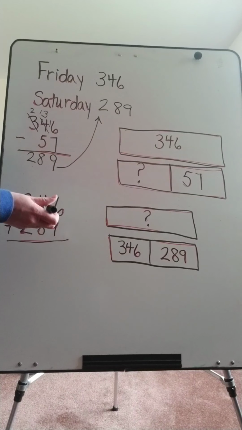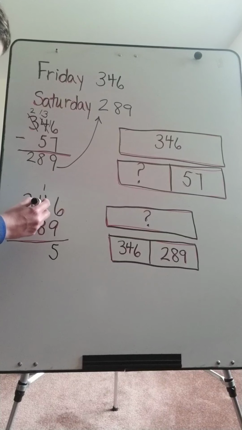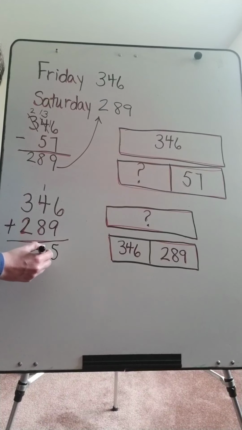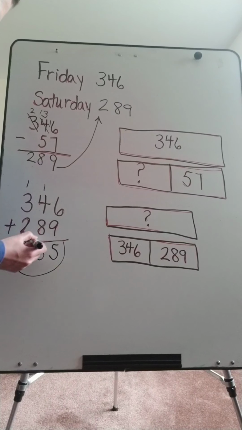Okay, so 6 plus 9 is 15. Carry the 1. 4 plus 1 is 5. 5 plus 8 is 13. Put your 3. Carry the 1. 3 plus 1 is 4. 4 plus 2 is 6. So we know that 635 people went to the play in all.